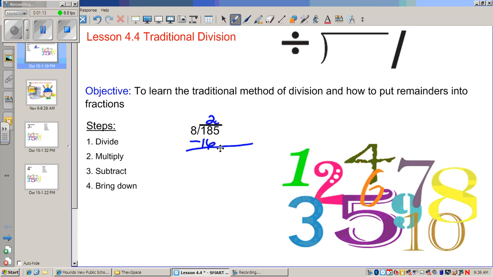Oops, I'm sorry. I'm going to do 8 minus 6 is 2. And here's where I bring down my 5. Okay, so now I have 25. So I start over with my steps.